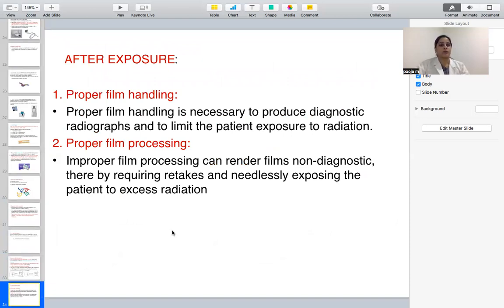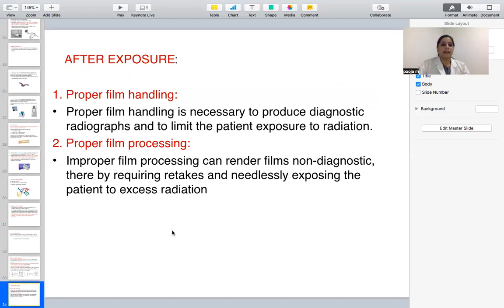Now coming to protection of the patient after exposure. Once we take a radiograph, what are the techniques which we are supposed to follow to prevent retaking of a radiograph? We should always handle the film properly. When we process the film, we are supposed to unwrap the film by holding it at the edges, so that any scratches, fingerprints, or bending of the film can be avoided. Then we get a radiographic image of diagnostic quality, and ultimately we are avoiding retakes, limiting the patient exposure to radiation.